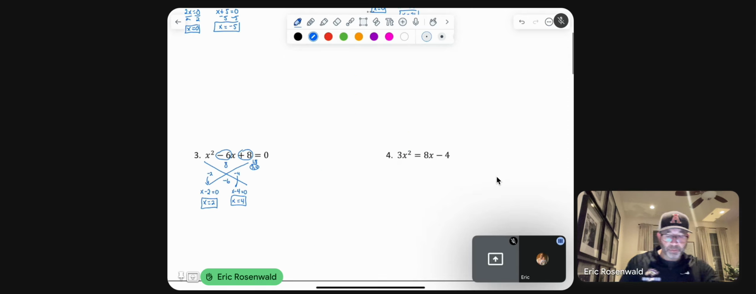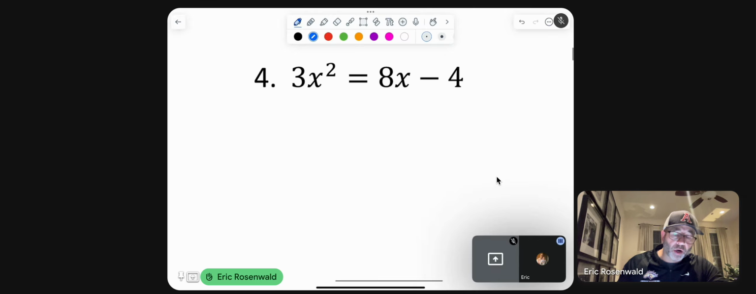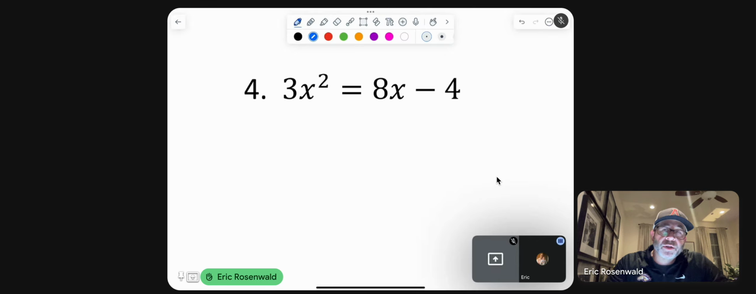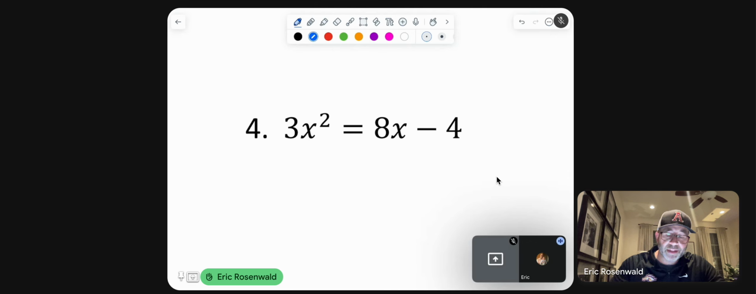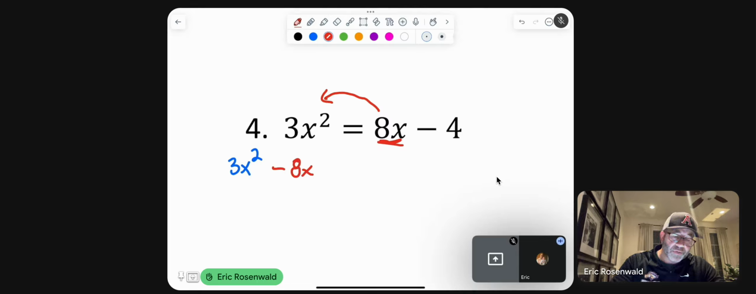Okay, let's take a look at number 4. For every quadratic, I should have said this earlier, we always want all the quadratics to be equal to 0 before we start trying to solve them. So let's move everything over so it's equal to 0. I like to keep my leading term positive, so I'm not going to move that. I'm going to take this 8x and move it over. If we move it over, it's going to change from a positive into a negative 8x. If I move this negative 4, it's going to turn into a positive 4, and all that's going to be equal to 0.